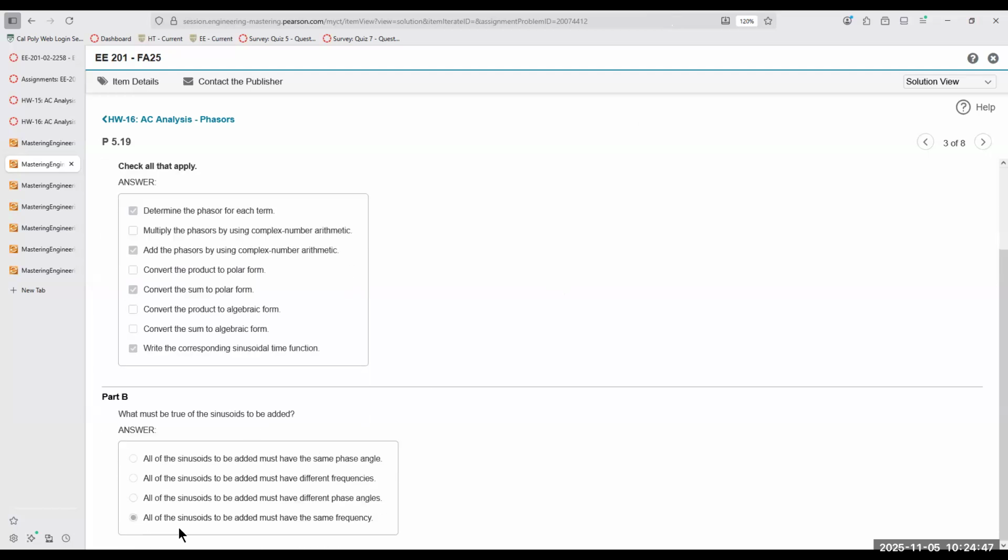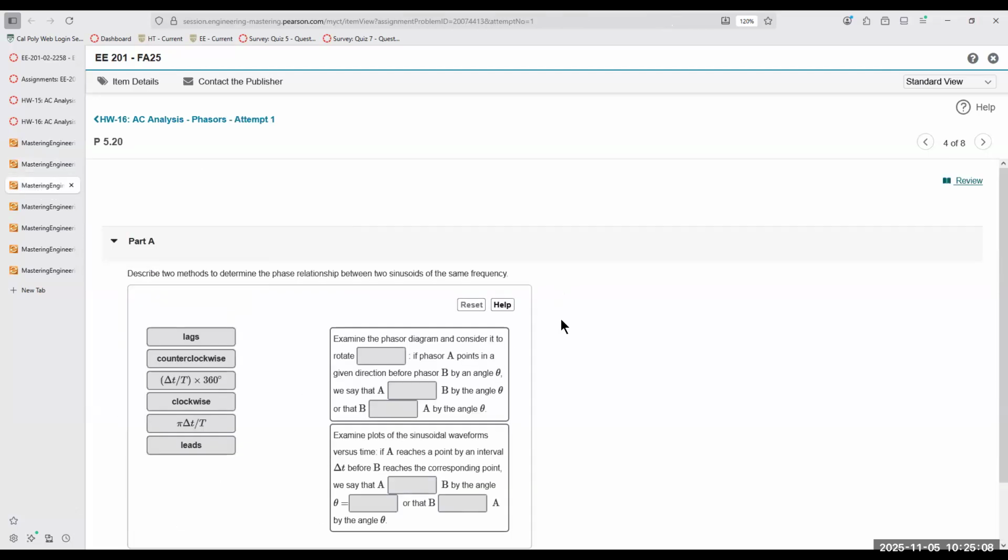And then part B, of course, we already spoke about. All the sinusoids must have the same frequency. So that's question 1. If you're not logged in, I suggest you log in so you can solve it and finish your homework as we go along. Okay, all good?